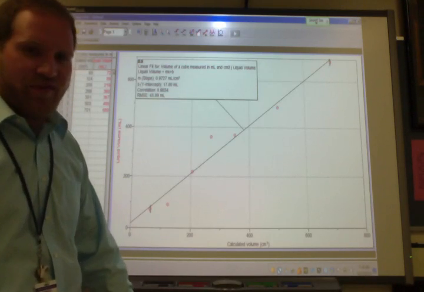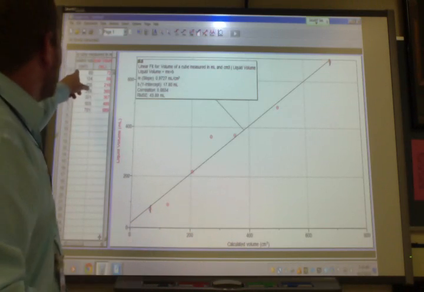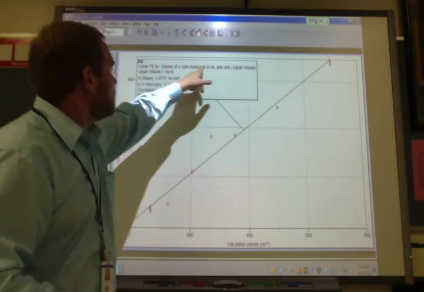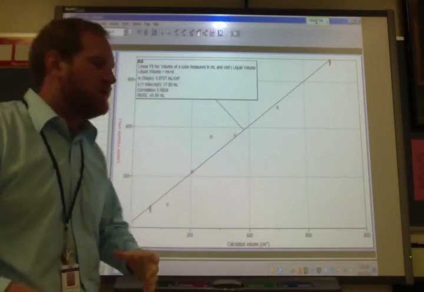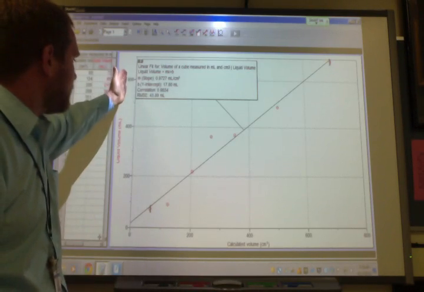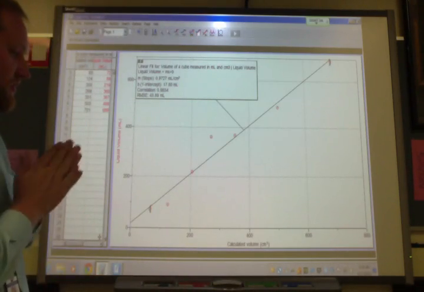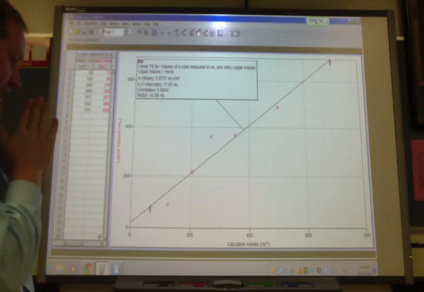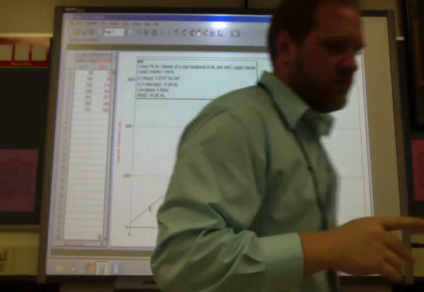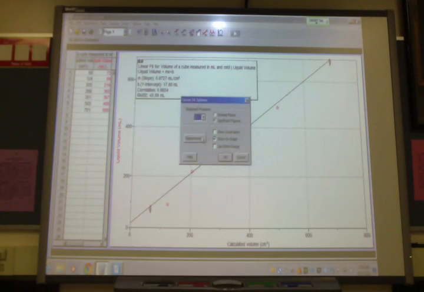So I made up some fake data. This is probably very small, so I'll kind of enlarge it. But this is going to be volume of a cube measured in ml and centimeters cubed. I plotted liquid volume in milliliters on the y-axis and calculated volume in centimeters cubed on the x-axis. Let me enlarge the box here to see. But you can see it makes a straight line, give or take.